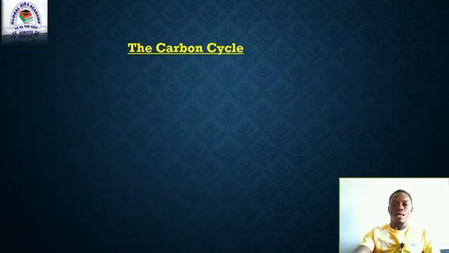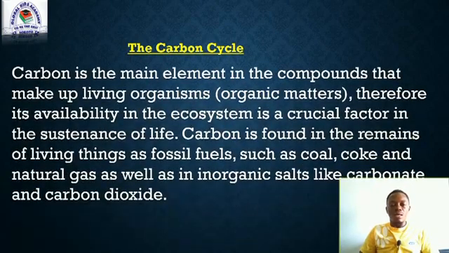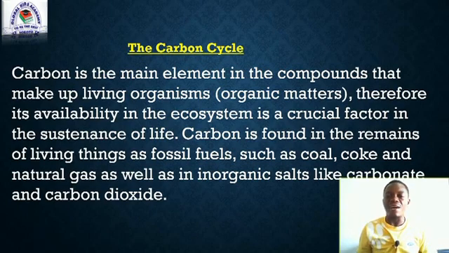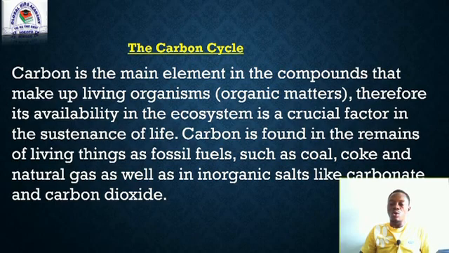The carbon cycle continues. Carbon is the main element in the compounds that make up living organisms, that is, the organic matter. Therefore, its availability in the ecosystem is a crucial factor in the sustenance of life. Carbon is found in the remains of living things as fossil fuels, such as coal, coke, and natural gas, as well as in inorganic salts like carbonate and carbon dioxide.